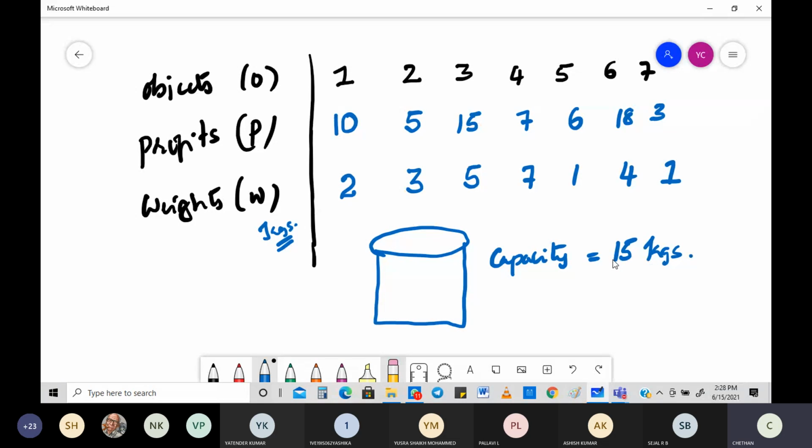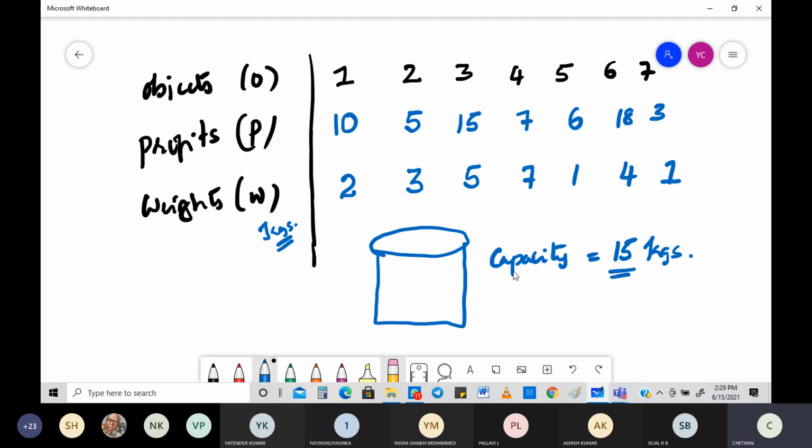So this is a knapsack. The maximum capacity is 15. Can you put equal to 15? Yes. Can you put more than 15? No. Less than 15? Yes. If you put more than 15, what will happen? This bag will break. So this is the maximum capacity, 15 kgs, not more than that.